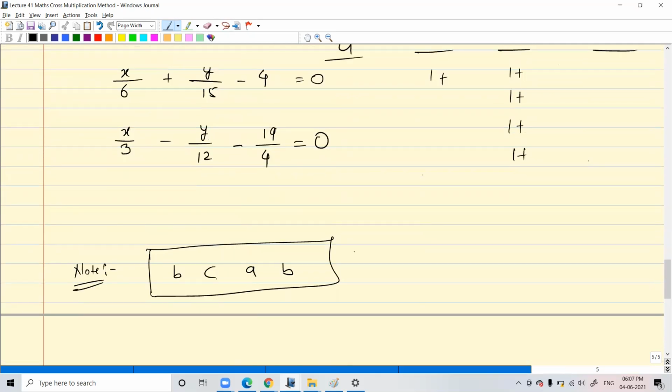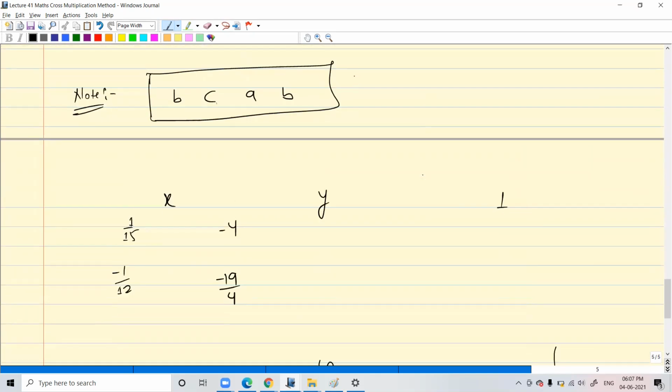We'll do A now. A is 1 by 6 and 1 by 3. And then the last one will be the same thing as the first one always. It's like a cycle completing. So it'll be 1 by 15 and -1 by 12. This is how you will do it.